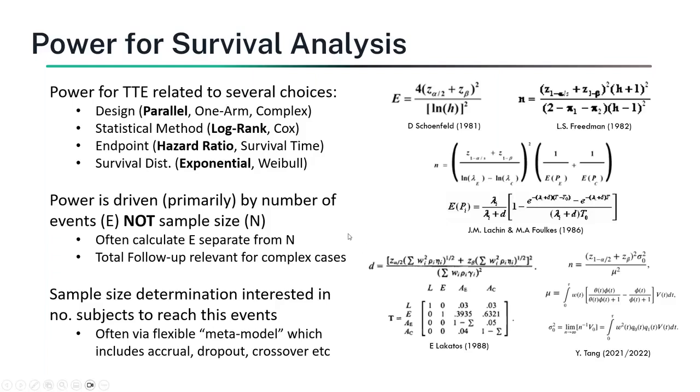So the sample size determination is basically interested in getting the number of subjects to reach that number of events. Some people call it a meta model, which accounts for the accrual and dropout and crossover, etc. But it's very easy to say these things, and actually putting them into practice is harder. If you're conducting a group sequential trial where your first interim analysis, let's say, is after 20 events, then you expect 50 subjects for those 20 events, and it ends up taking 100. It can be quite a difficult problem to overcome.